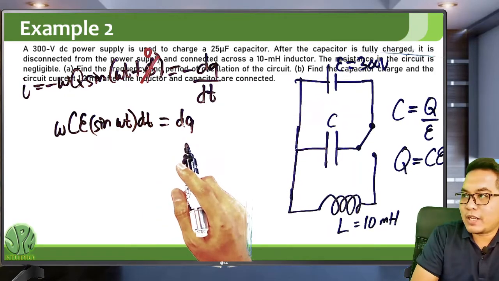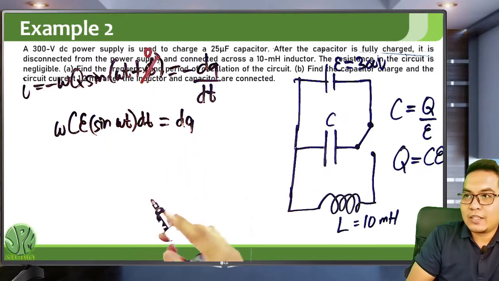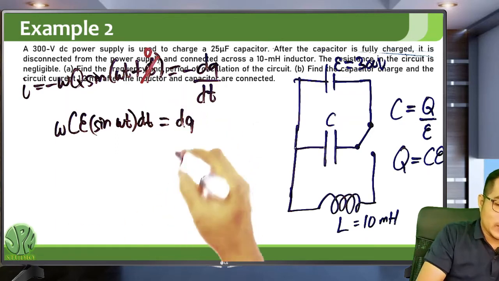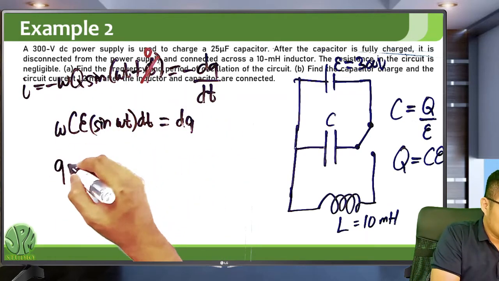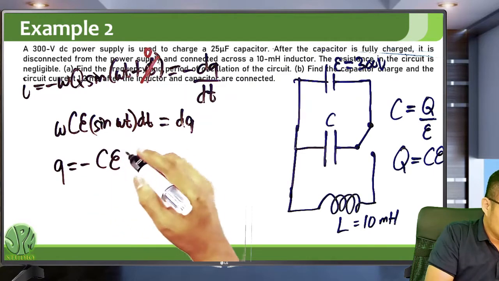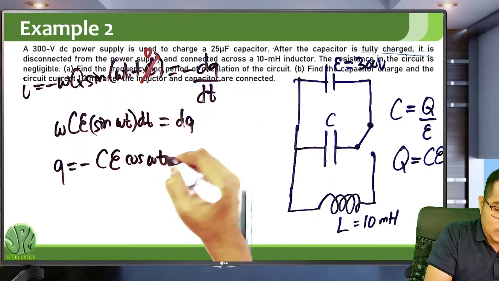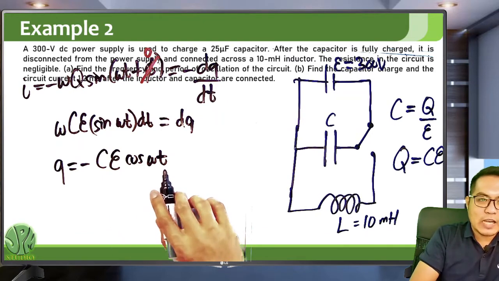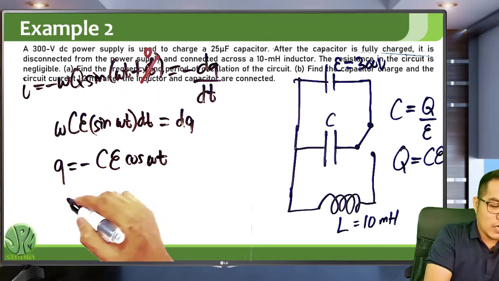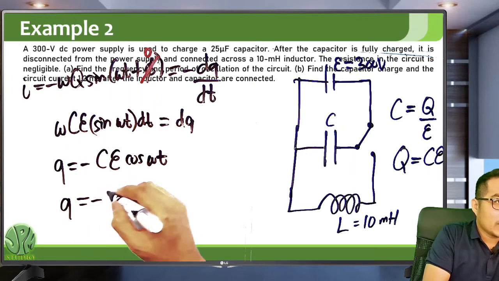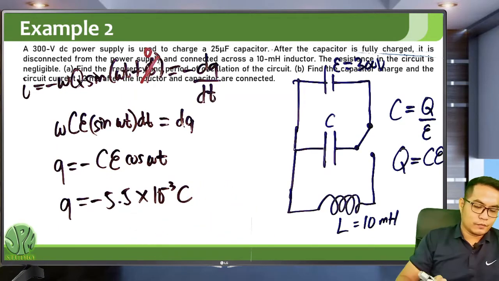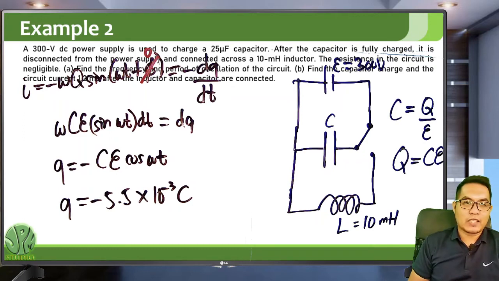We are asked actually for the capacitor charge, Q, at time equal to 1.2 millisecond. So how do you solve for Q? Integrate this one, and you will get Q is equal to negative C times the EMF cosine omega t. I will leave the integration to you. So you will get this result. So at time equal to 1.2 milliseconds, the charge is negative 5.5 times 10 to the negative 3 coulomb. That is the capacitor charge.